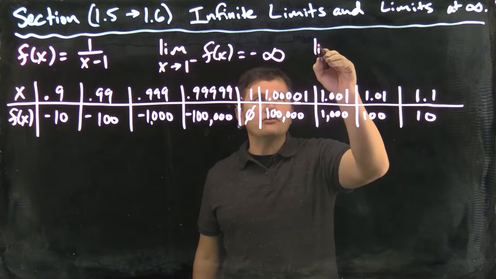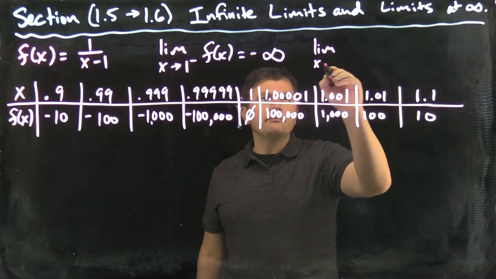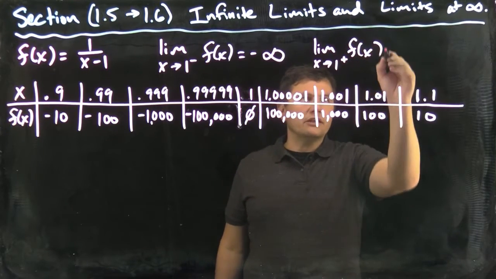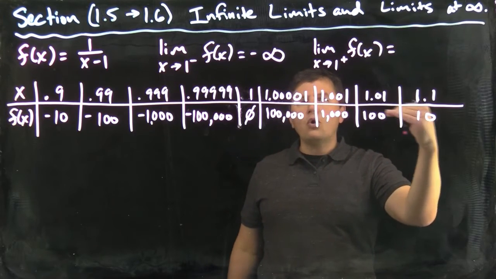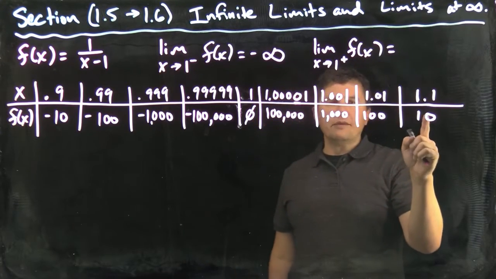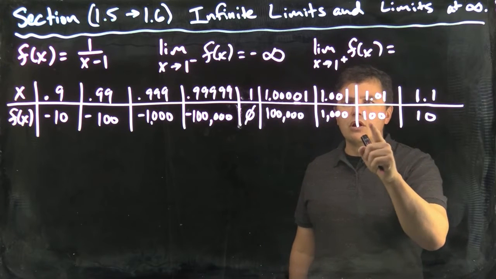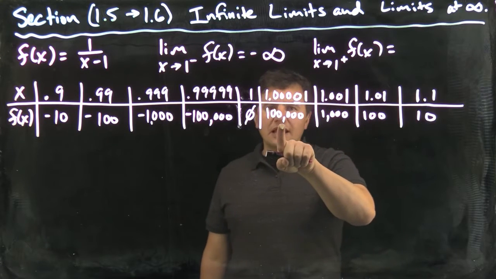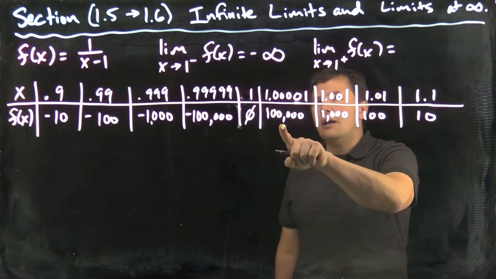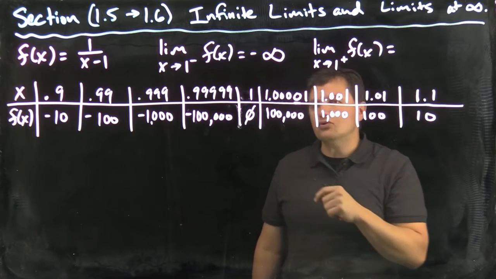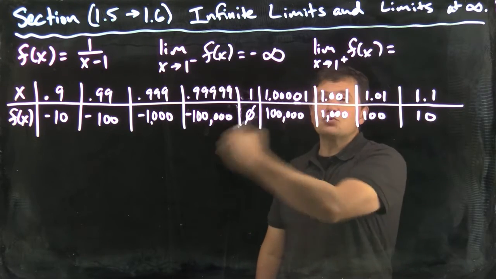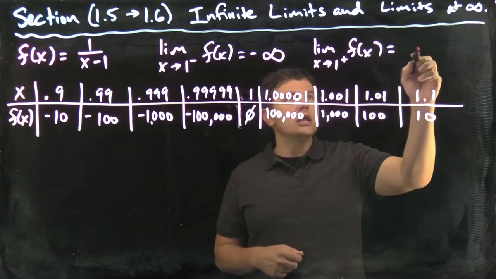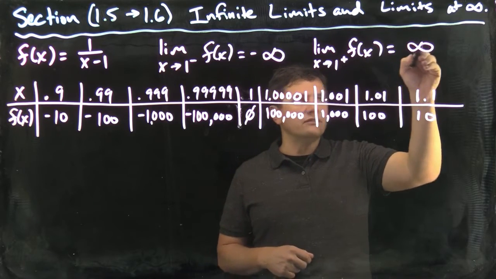Okay, now let's look at this thing from the right. Now this does happen to be symmetrical at x equals 1, but let's just once again confirm this. So as I approach 1 from the right, we see the same type of thing. So 10, 100, 1,000, I'm up to 100,000. And I can make this number get as high as I want, just as I get closer and closer to 1. So if I wanted that to be a billion or a trillion, or even something larger than that, I can get there by getting closer and closer to 1. So we say the limit as x approaches 1 from the right is infinity.